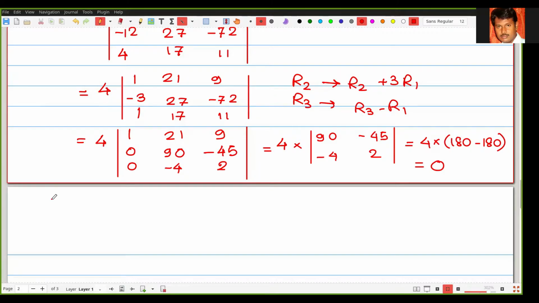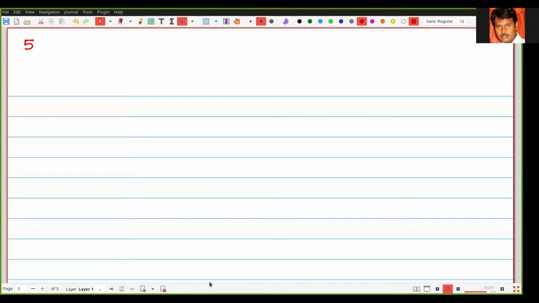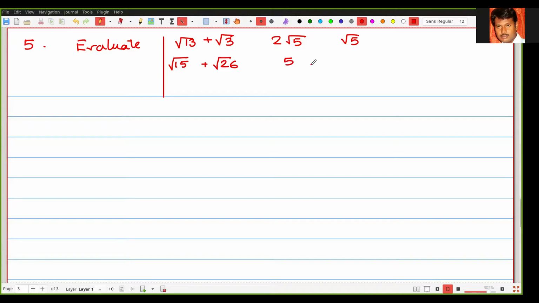Next problem, that is question number 5. That is also the evaluation of a determinant. Evaluate: square root of 13 plus square root of 3, 2 root 5, root 5. Now the second row: root 15 plus root 26, 5, root 10; and 3 plus root 65, root 15, 5.